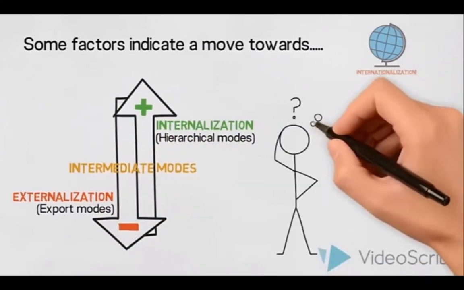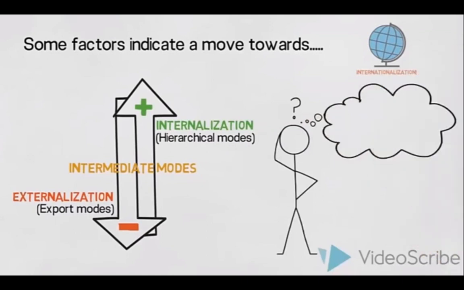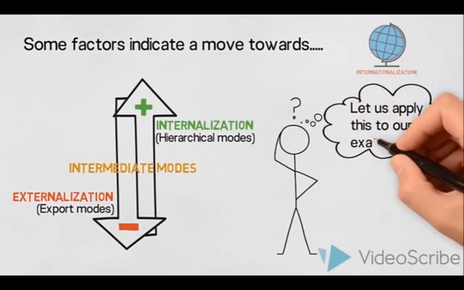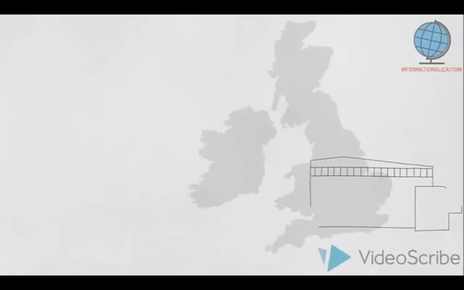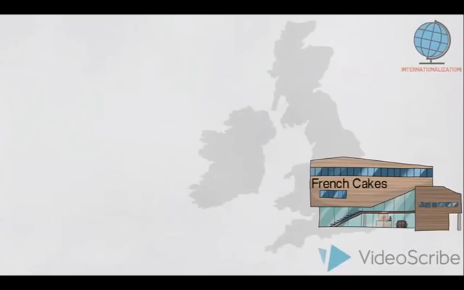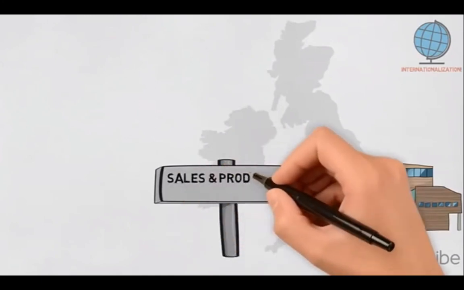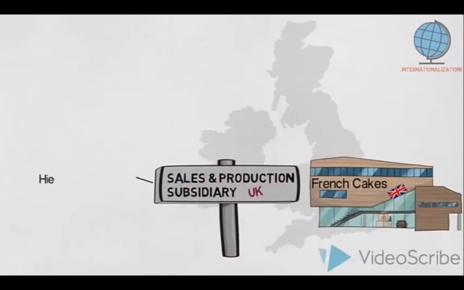So let us apply this visual to our example with French cakes, as we address the 4 sets of factors. French cakes have set their eyes on the UK, and their initial idea is to enter the country by setting up a sales and production subsidiary in the UK.